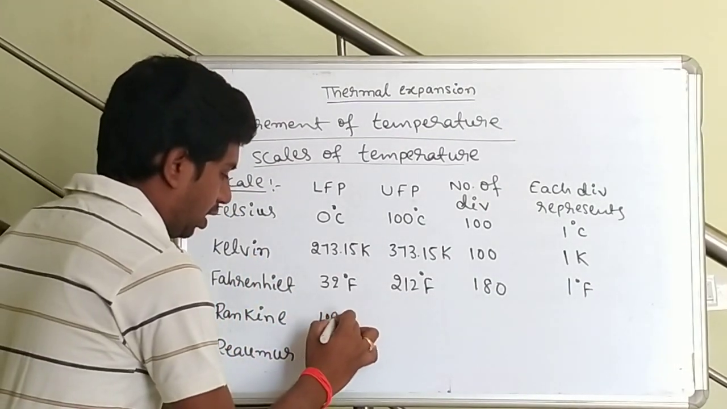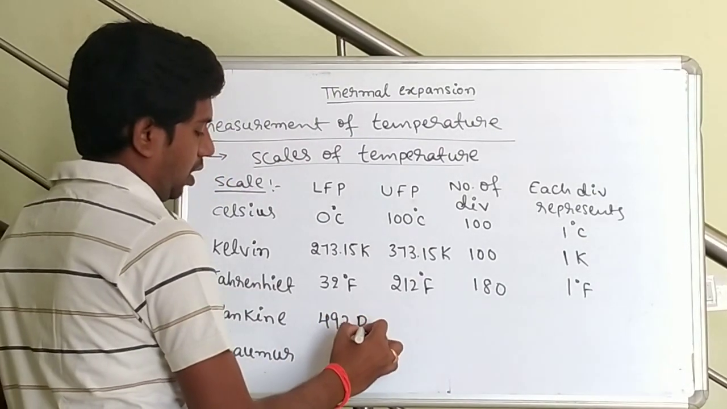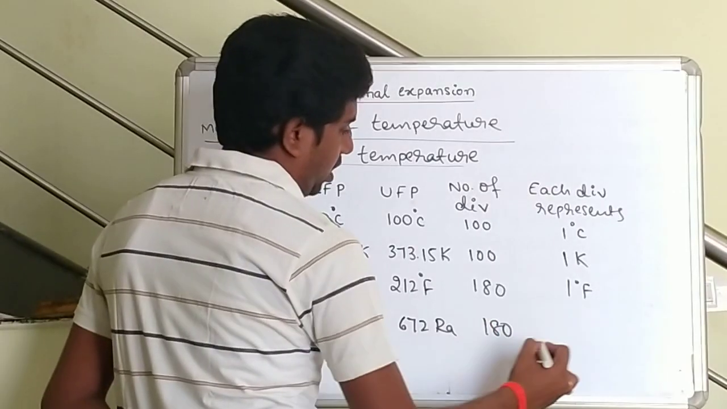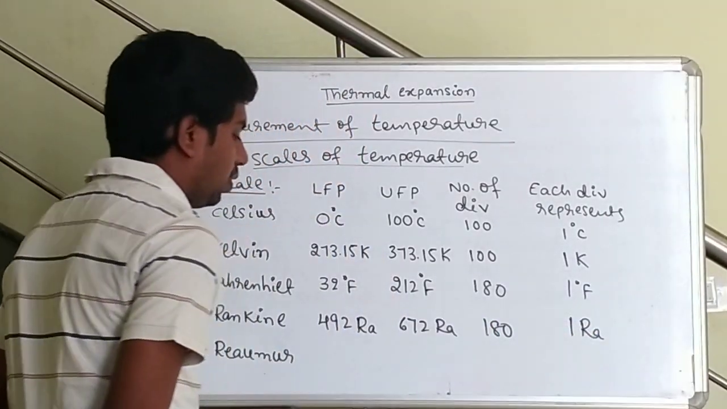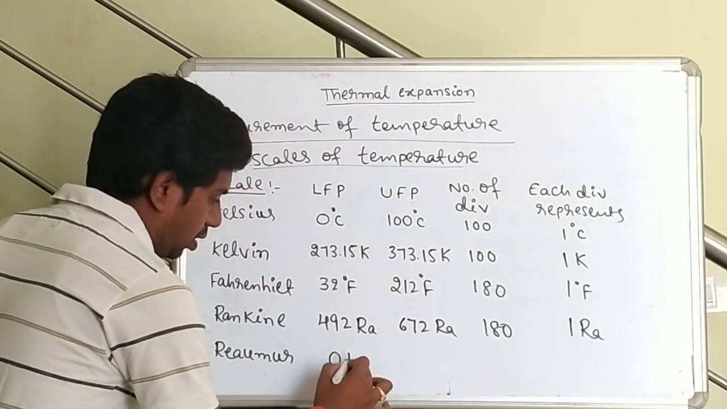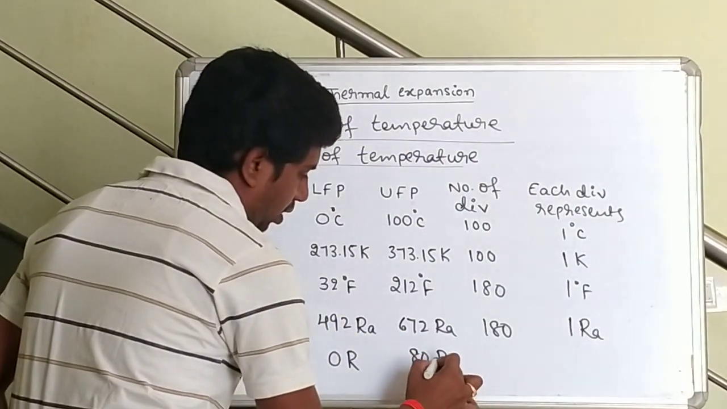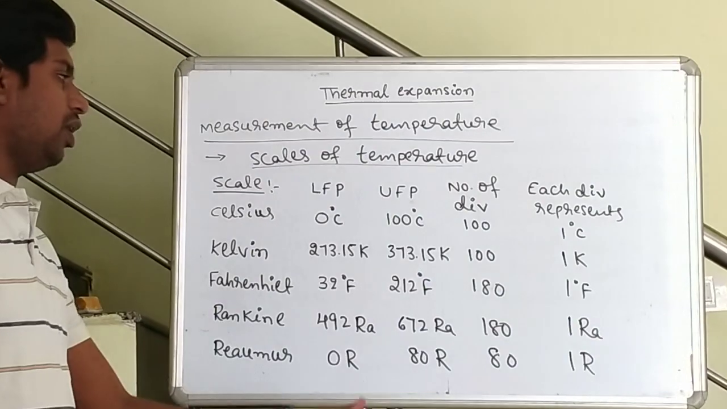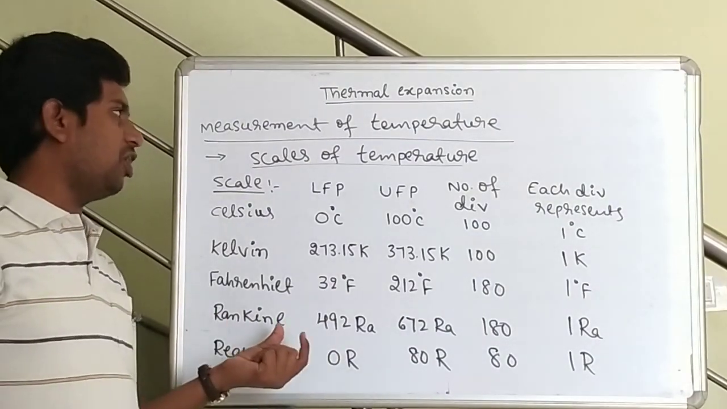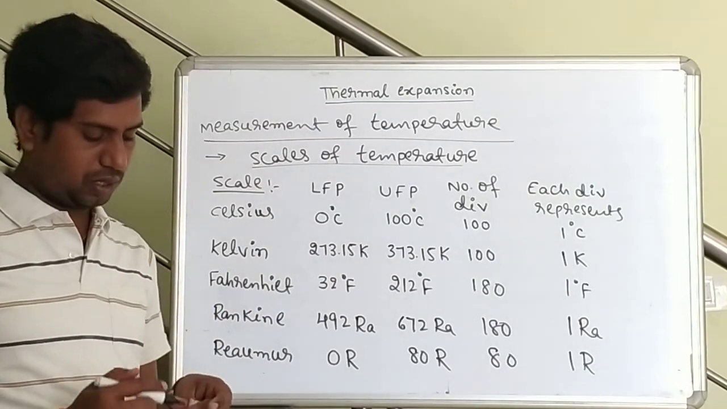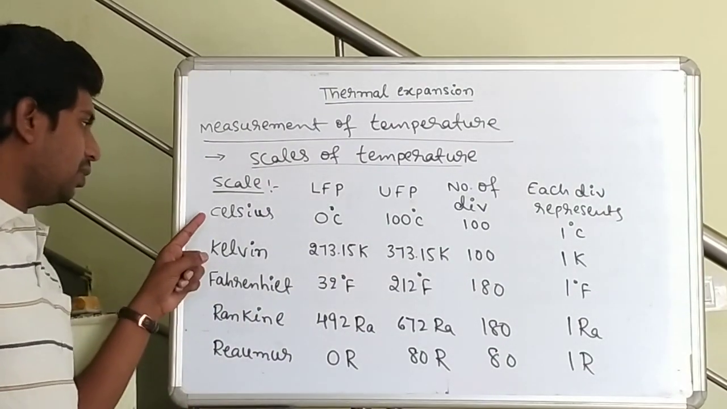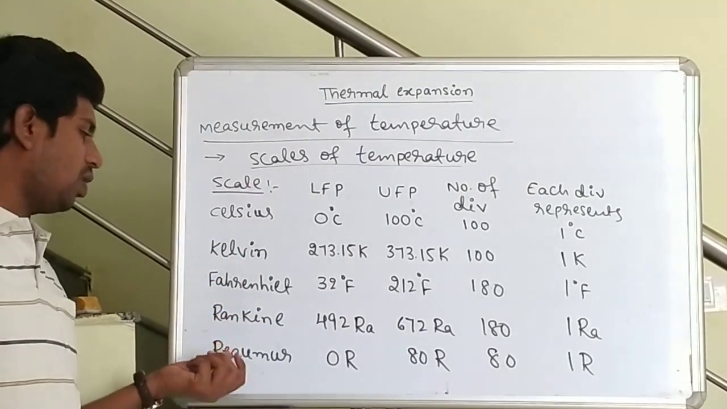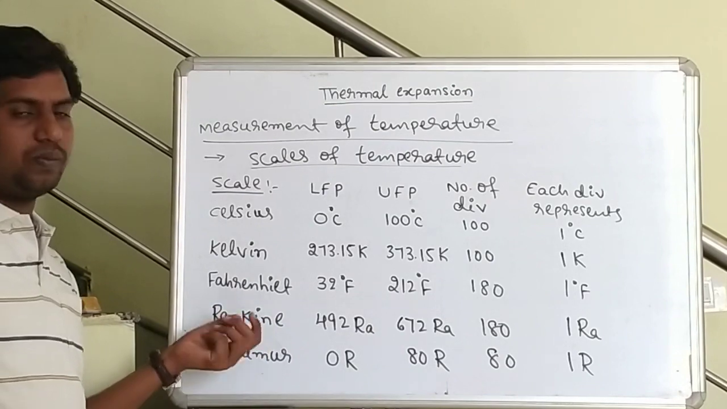On this Rankine scale, we have 492 Rankine and 672 Rankine. 180 divisions we have, so that each one gives 1 Rankine. And Reaumur is, this is 0 Reaumur, 80 Reaumur. So we will take 80 divisions and each one represents 1 Reaumur. So these are the different scales of temperature. Generally these three, Celsius, Kelvin and Fahrenheit, we know, but these two we generally don't know.